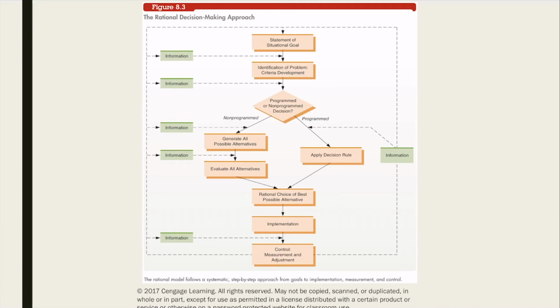Figure 8.3 just shows you a diagram of what we've just talked about. All along here, notice information, information, information, information, information. Whether it's programmed or non-programmed, you need information. That means you need the most accurate, the most relevant, the most valuable, and the most attractive information so that the right decision can be made. And again, it makes no difference if it's programmed or non-programmed. Information is going to be the key.